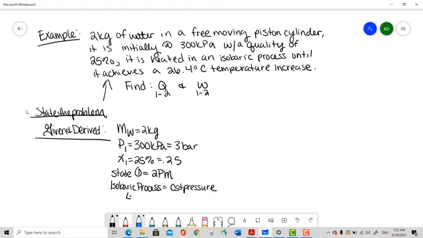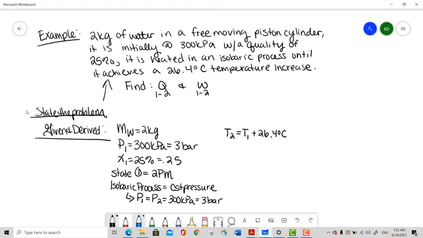So we are given a pressure. P1 equals P2 equals 300 kilopascals or 3 bar. And then we also know that T2 equals T1 plus 26.4 degrees Celsius. And why do we know that? Because it's a constant pressure process until it achieves a 26.4 degree temperature increase. So we know that this is the difference between T1 and T2.